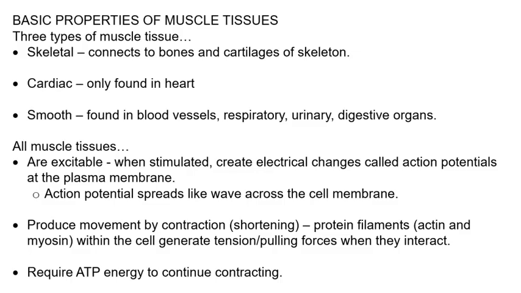Protein filaments that are composed primarily of proteins called actin and myosin within the cell generate the tension or the pulling forces when they interact. This requires ATP energy if the proteins are going to continue interacting and generating contractions.